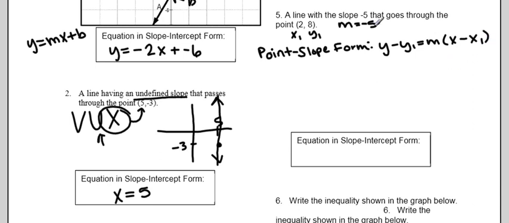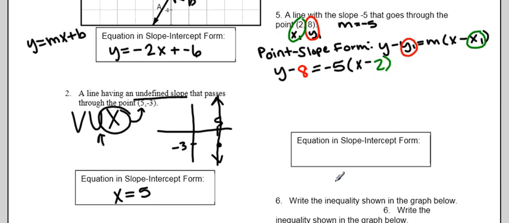And now I'm just going to plug in. This y1, this -8 goes into my y1, and this 2 goes into my x1. So I have y minus -8 equals my slope, which is -5, times x minus 2. Now they want it in slope-intercept form, which is y equals mx plus b.